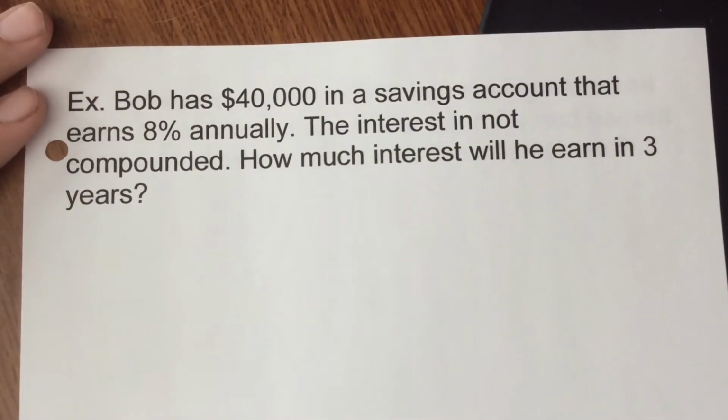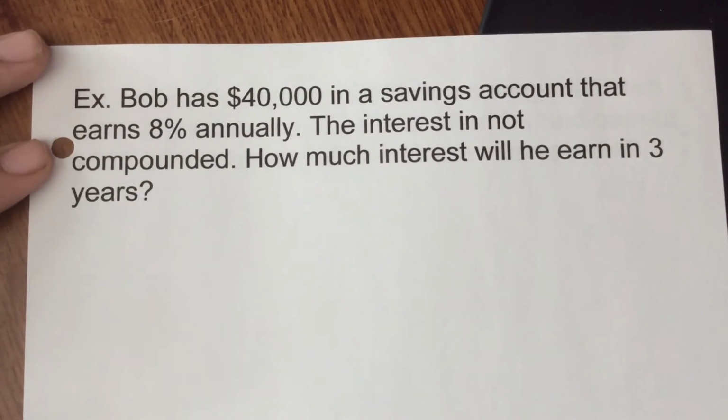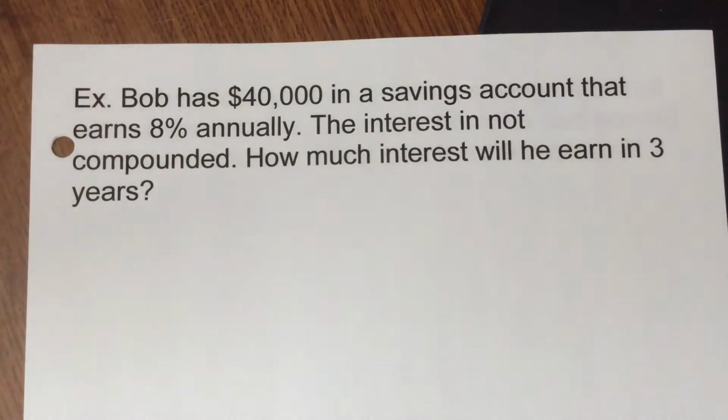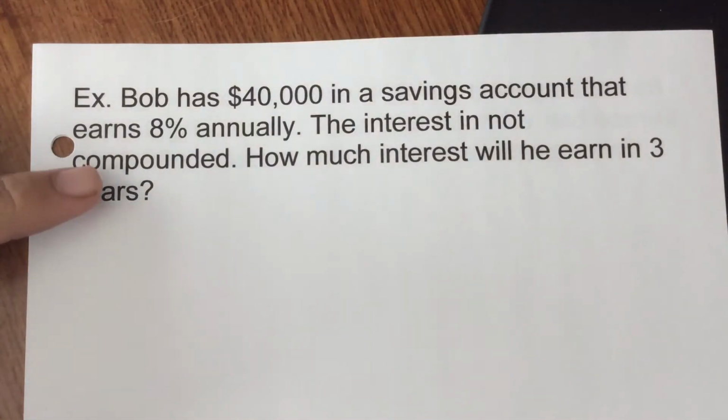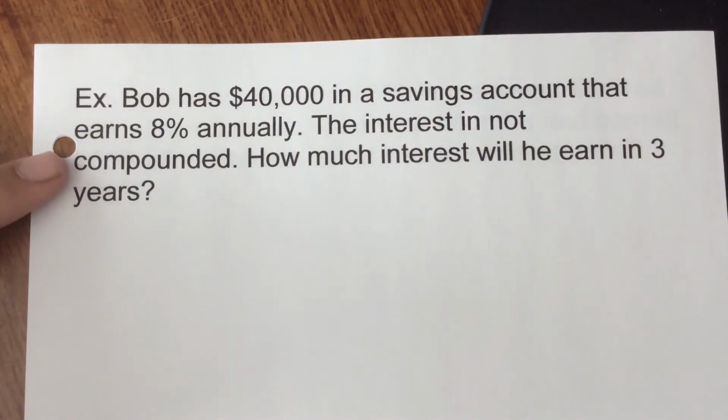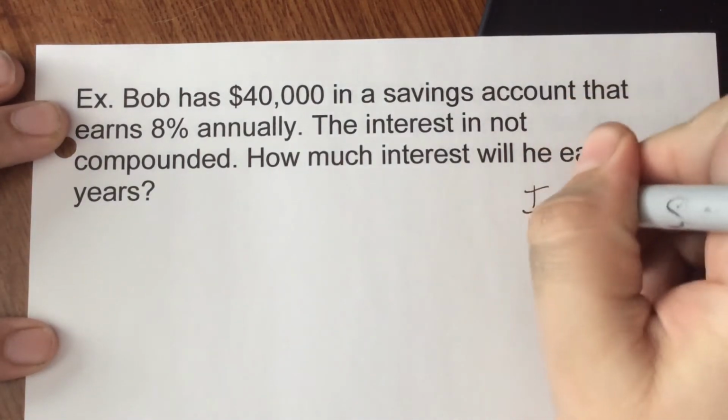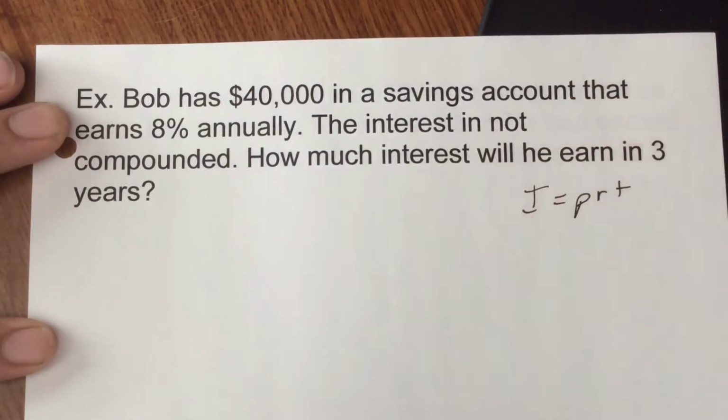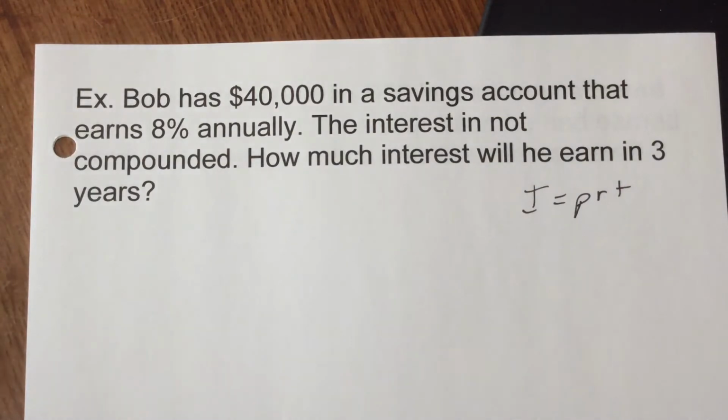So Bob has $40,000 in a savings account that earns 8% annually. The interest is not going to be compounded. Every question you have with simple interest is going to have this sentence in there: the interest is not going to be compounded. When it says that, we're going to use the simple interest formula of I equals PRT. So how much will he earn in 3 years?